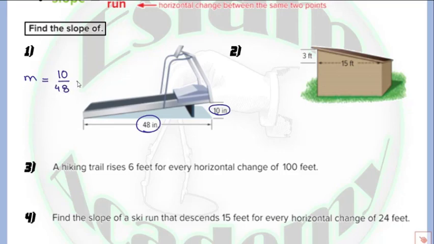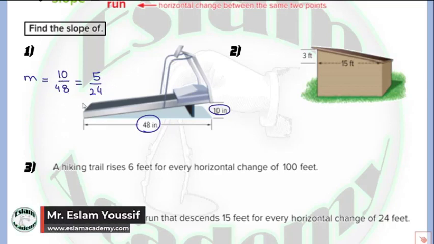For any fraction, you need to write it in the simplest form. So the answer now would be equal to 5 over 24, because we divide 10 and 48 by 2. 10 divided by 2 equals 5. 48 divided by 2 equals 24.